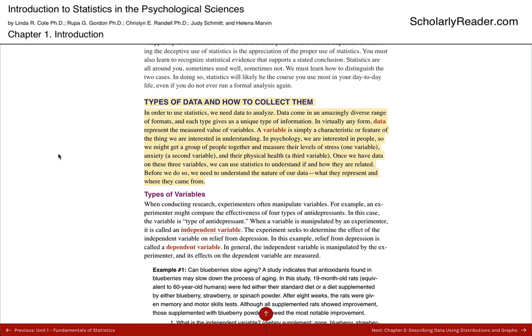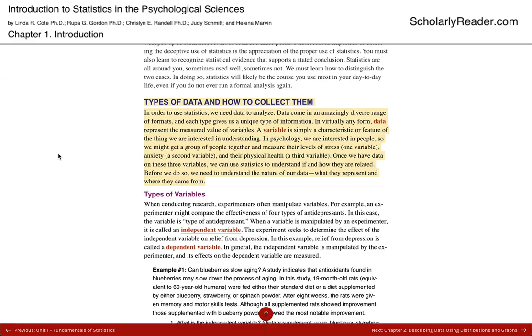Types of data and how to collect them. In order to use statistics, we need data to analyze. Data come in an amazingly diverse range of formats, and each type gives us a unique type of information. In virtually any form, data represents the measured value of variables. A variable is simply a characteristic or feature of the thing we are interested in understanding.